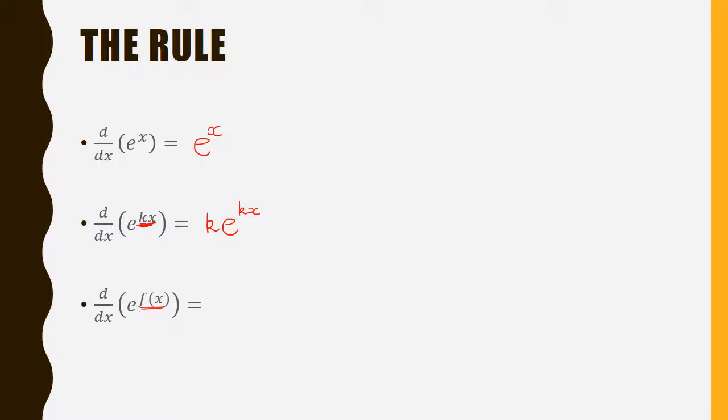And this is essentially like the chain rule, because what happens is that we differentiate the power, and e to the power of whatever was the power stays the same. So it's the derivative of the power multiplied by the original function. So let's start applying this rule.